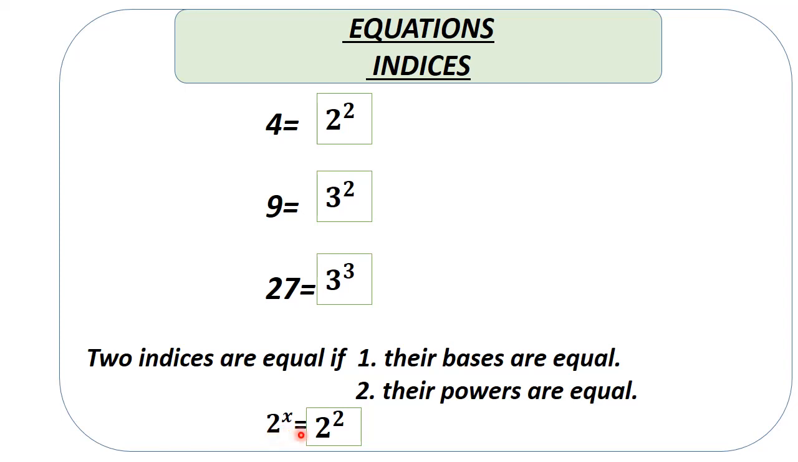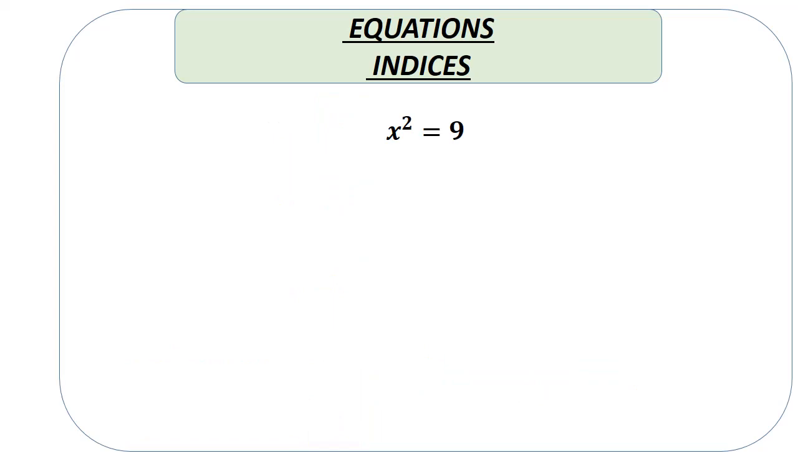Yeah, so how do we get the answer from here? The bases are the same. The indices should also be the same. Therefore, since 2 is equal to 2, you can just write x is equal to 2. It means you have solved the question.